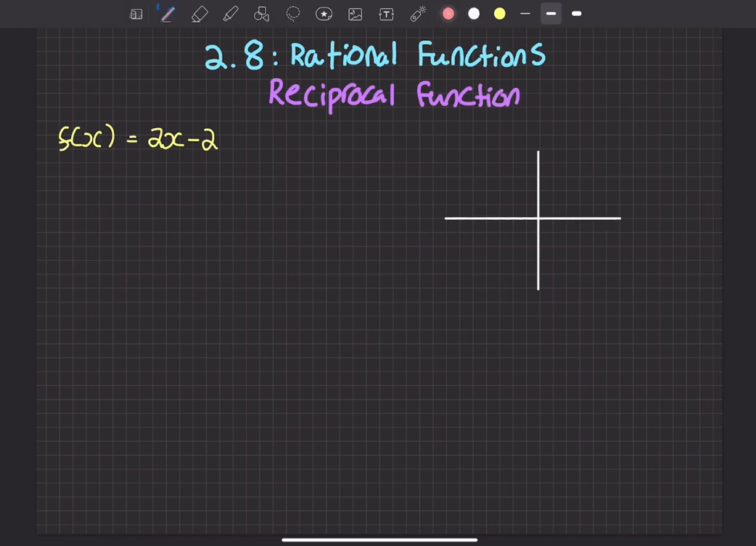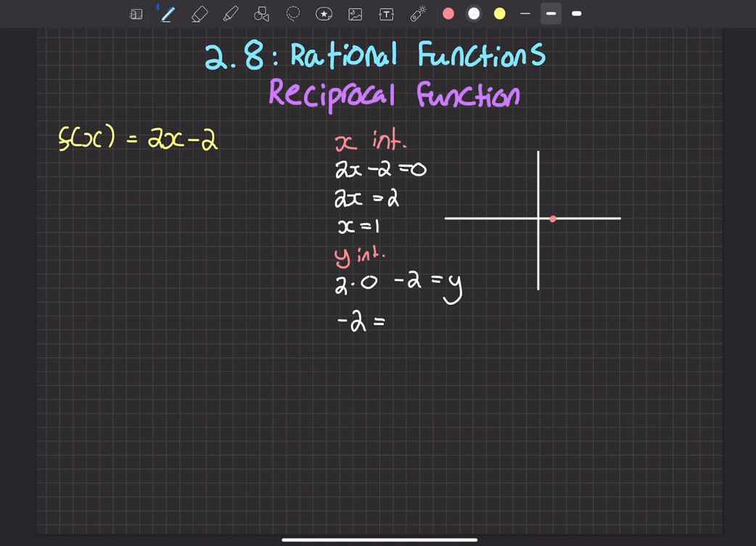And so your x-intercept, first of all, x-intercept is when y equals 0, right? So 2x minus 2 equals 0. And we'll just solve for x, so 2x equals 2, x equals 1. So this is your x-intercept. And your y-intercept is when x equals 0. So 2 times 0 minus 2 equals your y-intercept. And then the 2 times 0 cancels out and you have minus 2 equals y. So your y-intercept is at minus 2. And we just draw a line going through these, and this is your f of x.